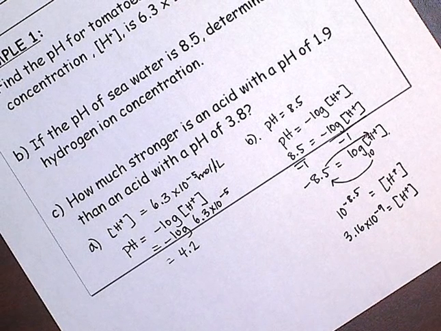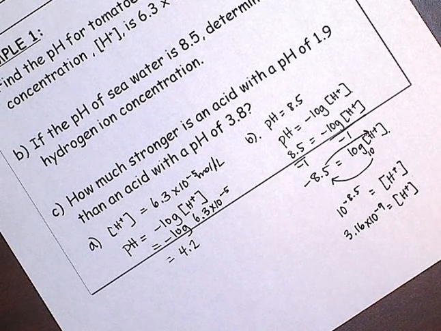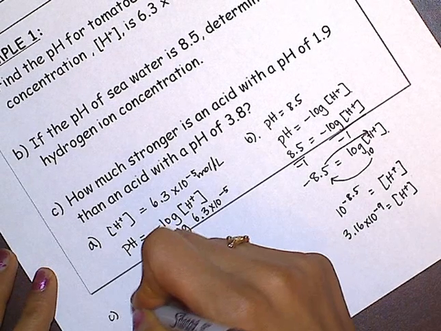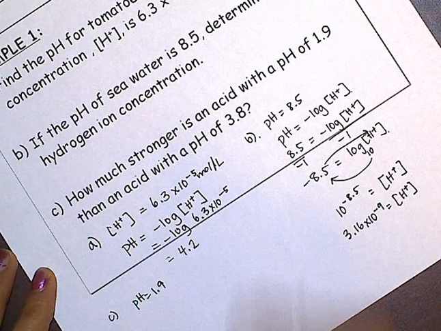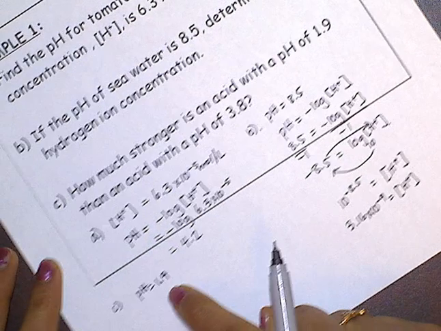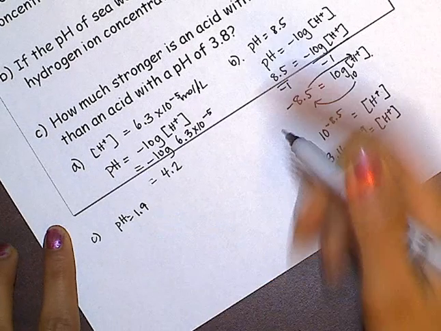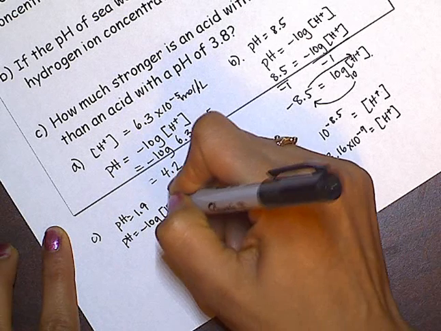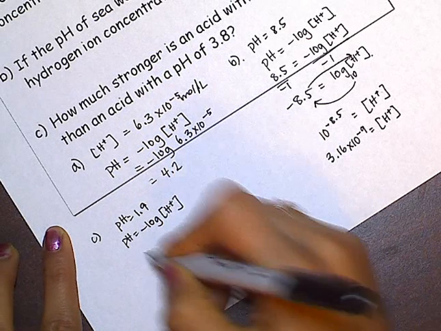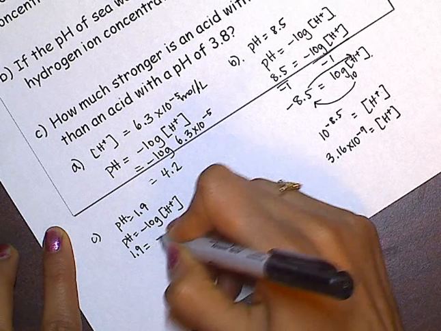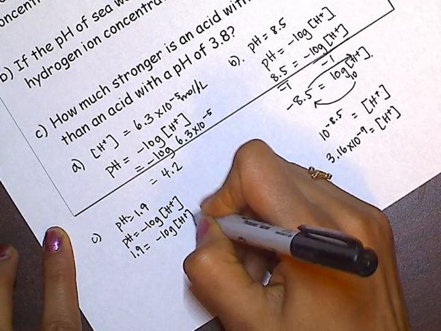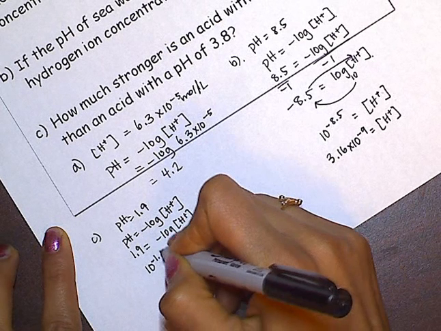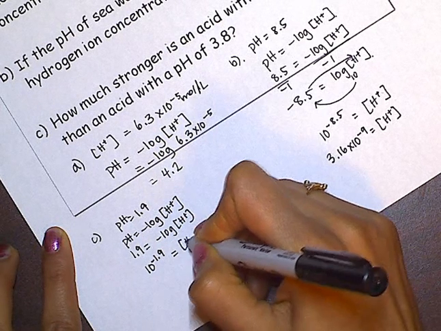Okay, so for part C, I'm just going to focus on pH equals 1.9 first, and calculate my hydrogen ion concentration for that part first. So pH equals the negative log of hydrogen ion concentration, that is 1.9 equals negative log of hydrogen concentration. Converting that into exponential form, that is going to be 10 to the power of negative 1.9 equals hydrogen ion concentration. Now I'm going to do the exact same thing with a pH of 3.8.